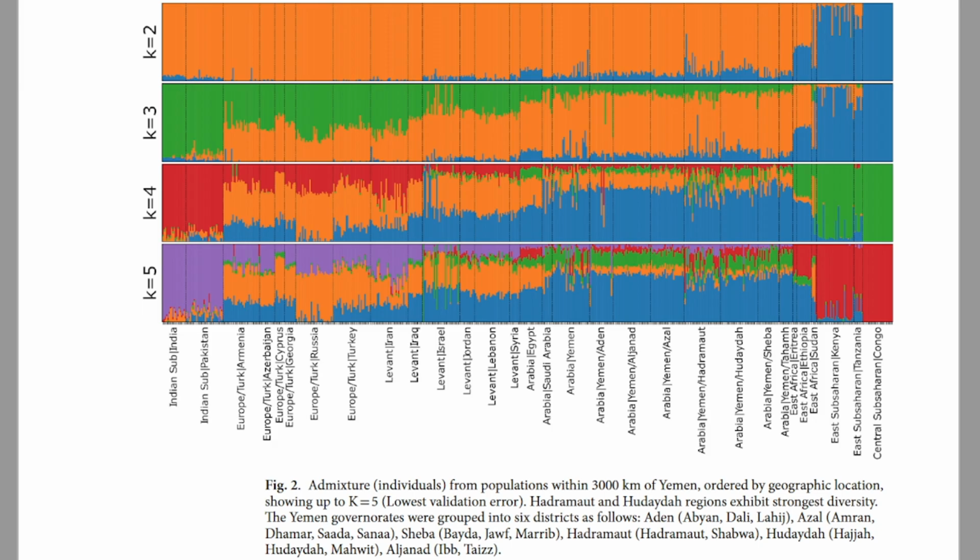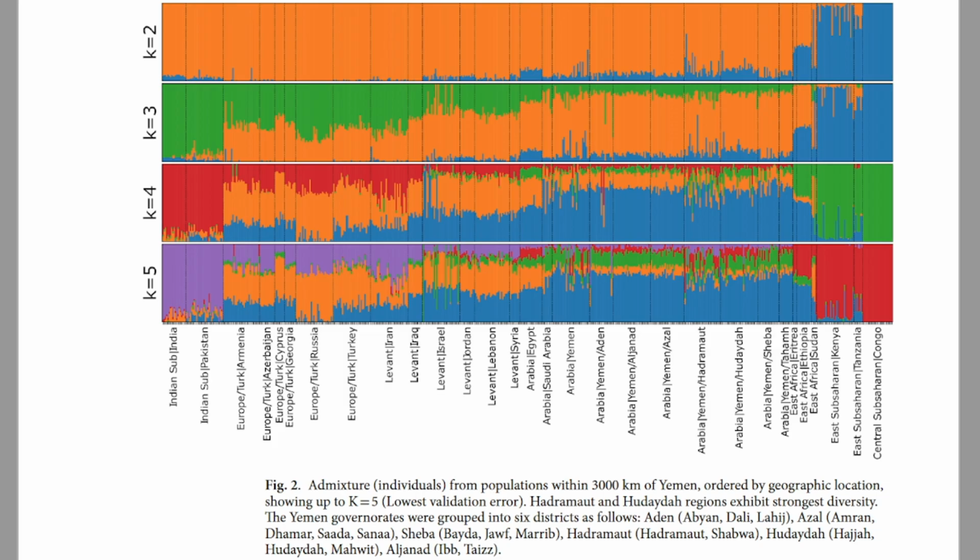K equals 3 adds a third ancestral population to the model. It typically captures more subtle differences, such as a third influence from East Africa, South Asia, or an isolated Arabian population. Populations like Hadramaut or Hadida with diverse histories may begin to show more complex admixture patterns.